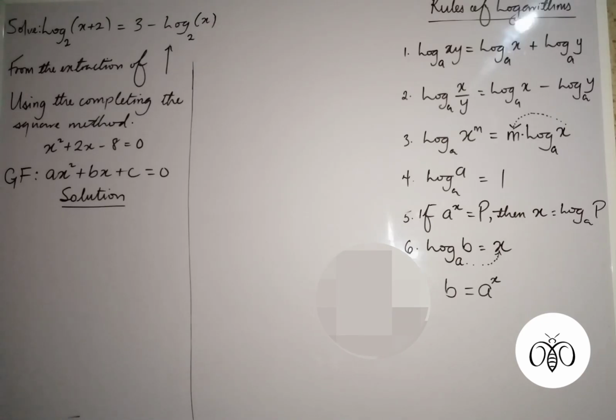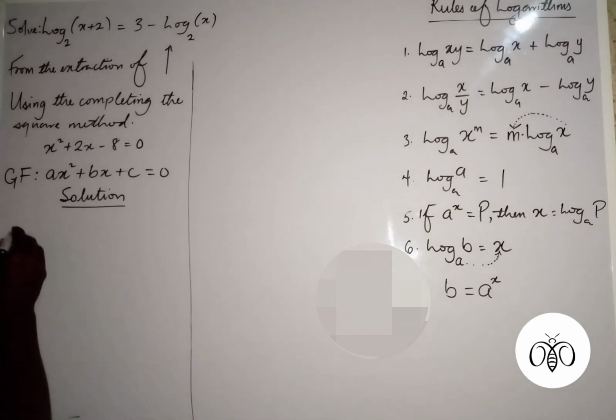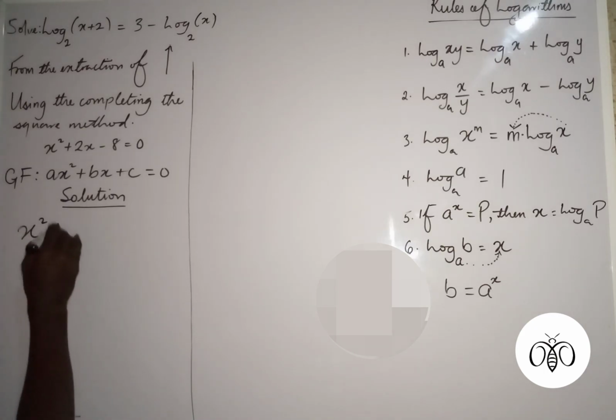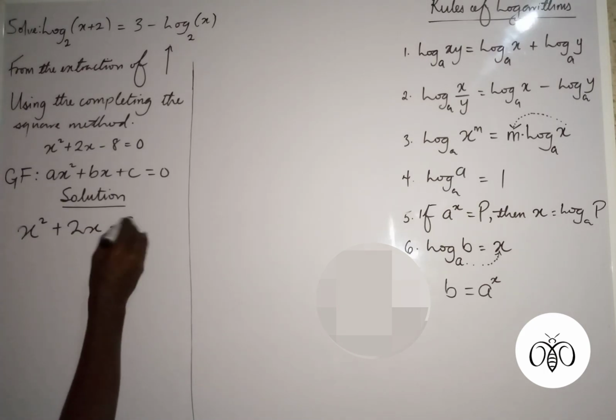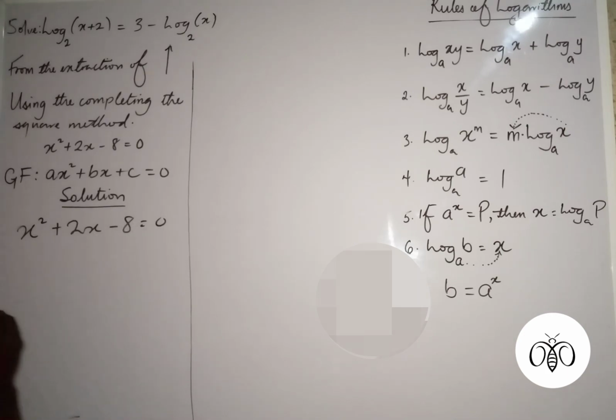Now this is an extraction from the previous video on the solution above. So we're going to solve this quadratic equation using the completing the square method. Now let's follow. We have x squared plus 2x minus 8 equals 0.